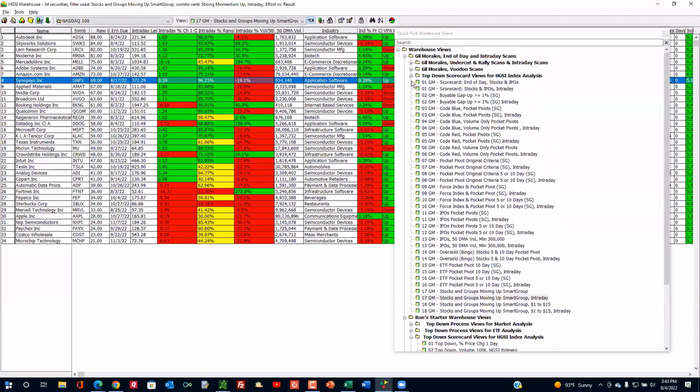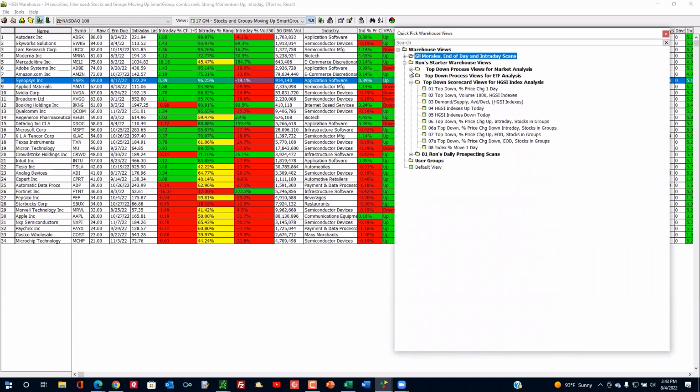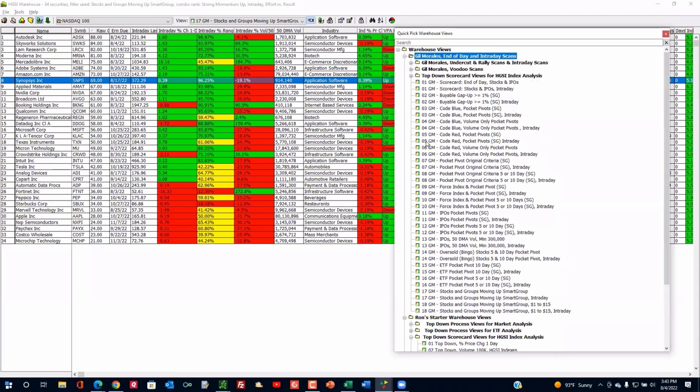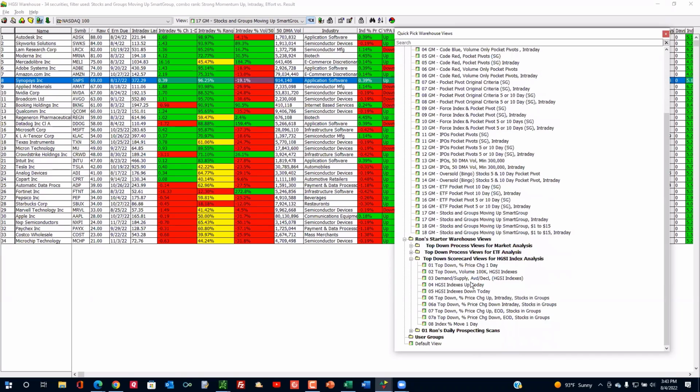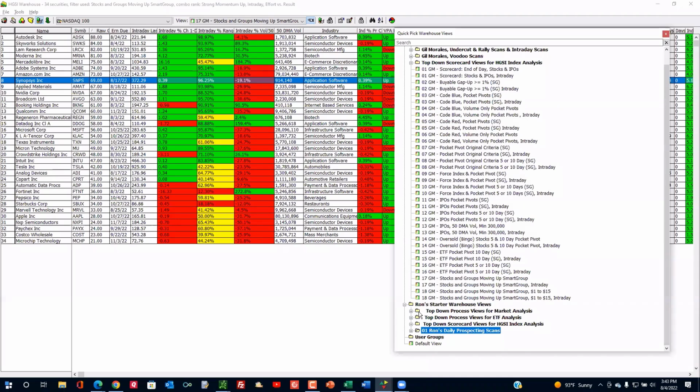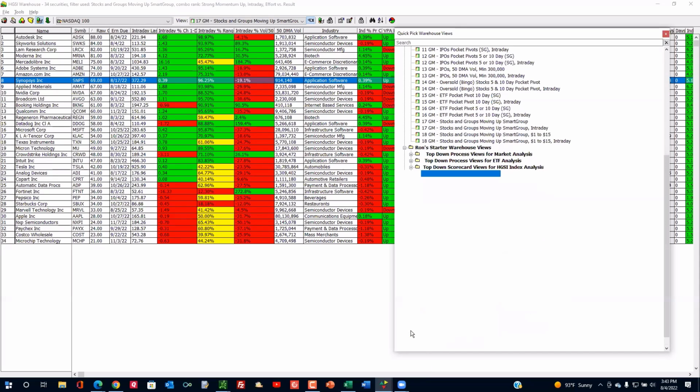Now, let's spend some time down here. These are from, if you are not a member of the Insider Club and you want some basic scans, download these, okay? And then you'll have these. And my daily prospecting scans are down here. So I gave you some of each for market analysis, ETF analysis, and so on.